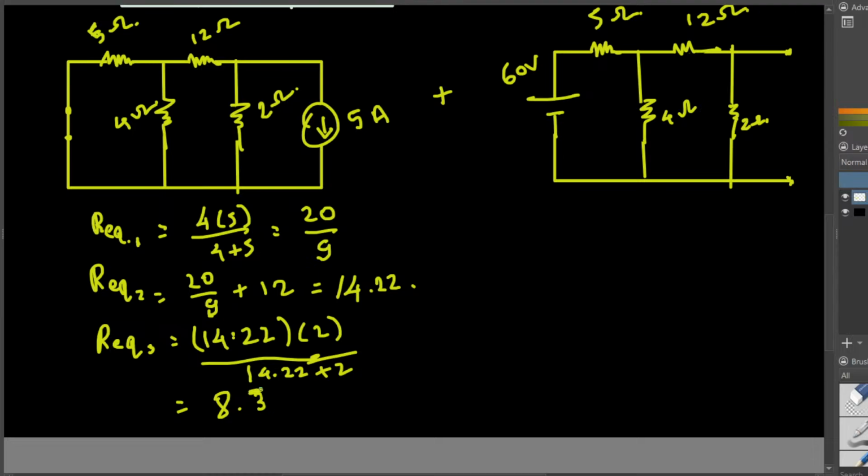Wait a minute, let me double check. So here I combine this 5 ohm and 4 ohm resistor, that is product over sum, 4 times 5 divided by 4 plus 5, that's 20 over 9. Let's actually see what value I get for this. 20 over 9, 2.22. Okay, if the equivalent resistor for this one is 2.22, then this is going to be in series with this. So 2.22 plus 12, that is 14.22. That's okay. And then here we have a 2 ohm resistance.